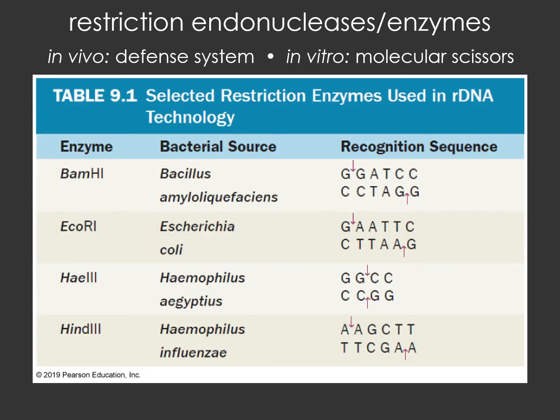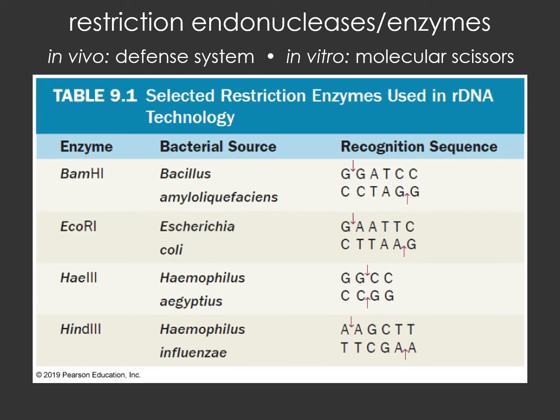In 1976, those little tiny molecular scissors were discovered, and they were given the name restriction enzymes. And they were named restriction enzymes or restriction endonucleases because they could restrict or cut a nucleic acid. And they were discovered in bacteria, and they actually comprise part of the bacterial defense system.